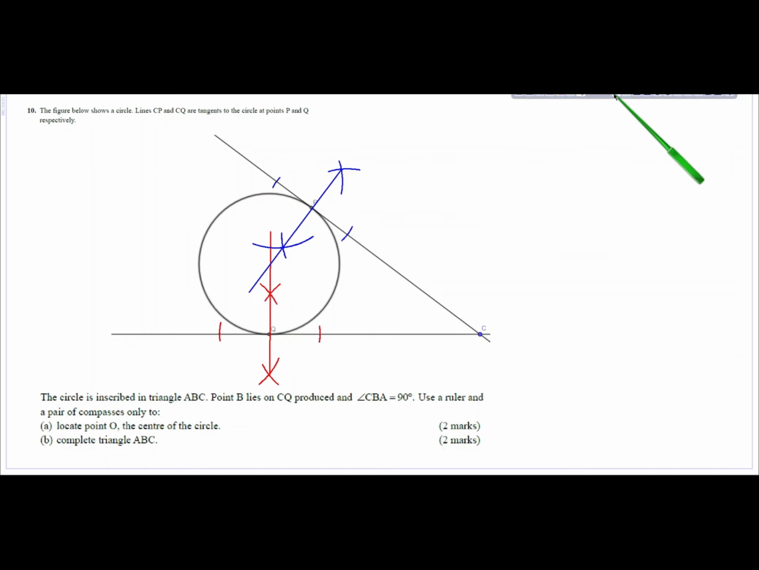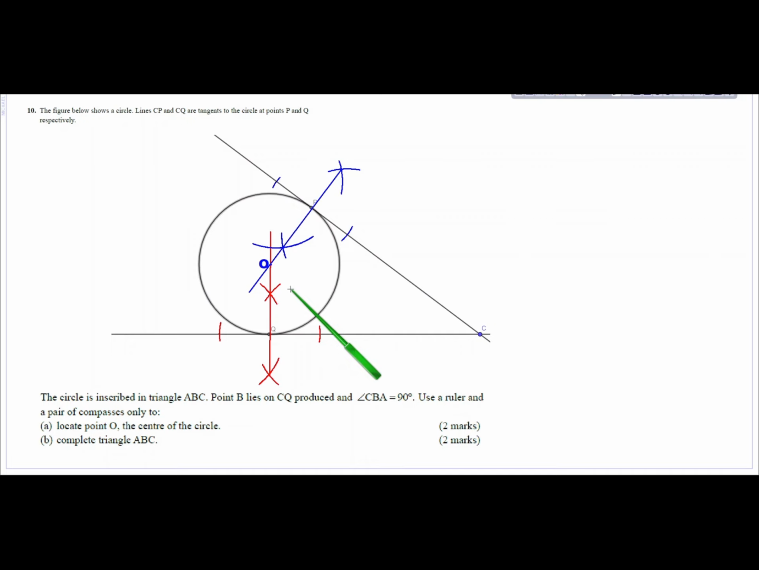So now I have this point as the center of the circle. So this is our center of the circle, point O.